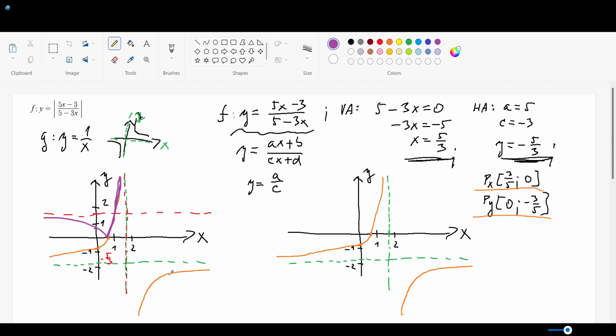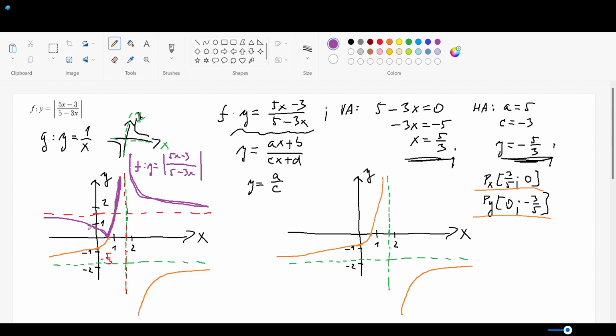And there is one more thing remaining, but if you think about this part of the graph, it's simple. The whole part is transformed here. So basically, this is our given function y equals the absolute value of (5x take away 3) over (5 take away 3x) in absolute value. Okay, so this is our graph.